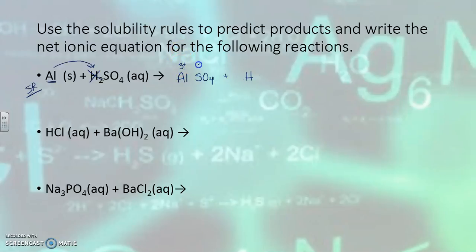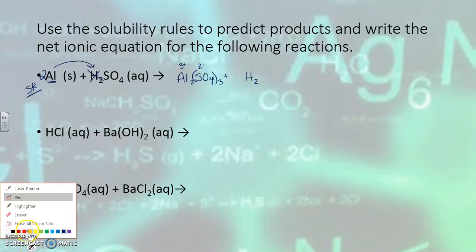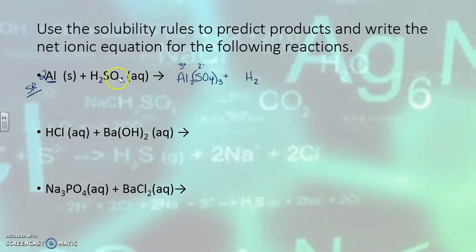Aluminum has a positive 3 and sulfate has a negative 2. Don't forget to cross them down and put your parentheses. So Al2(SO4)3 plus hydrogen, it's diatomic, so we have to put a 2. Is it balanced? Well, let's check. We have 2 aluminums, we need 2 aluminums, so we got to put a 2 there. We have 3 sulfates, we only have 1 here. Let me erase some of this because it's a hot mess. Yeah, we want to be able to see what we're doing. Okay, there we go. So we have 2 aluminums, 3 sulfates.